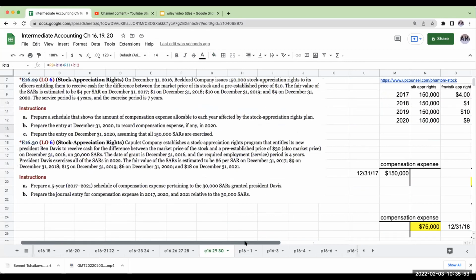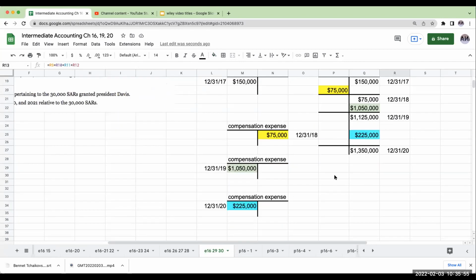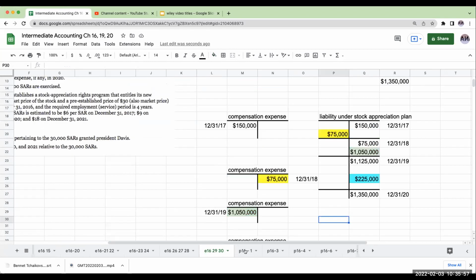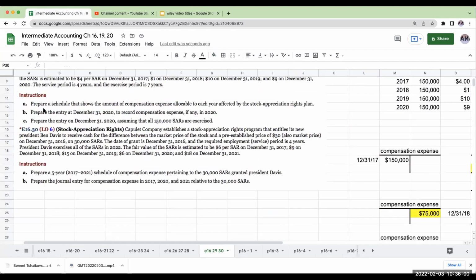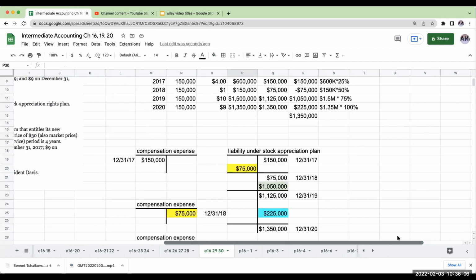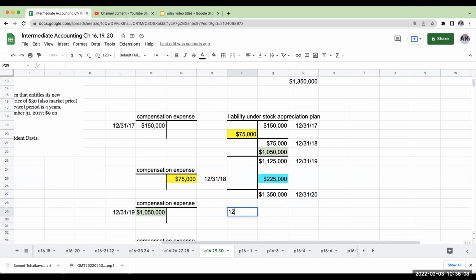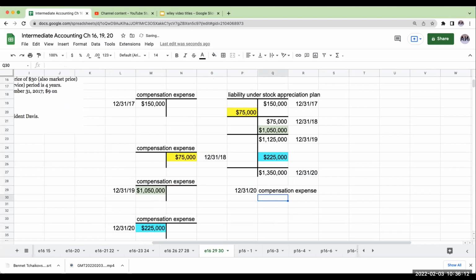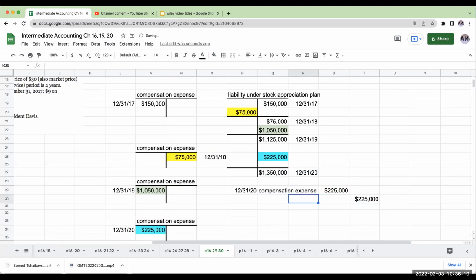Okay, now, the journal entries that we would be doing, we can just take them from the T accounts. This is asking us to prepare the entry at December 31st, 2020 to record the expense, if any, in 2020. So over here would be 12/31/20. I would be debiting compensation expense for $225,000, and I would be crediting liability under stock appreciation plan.